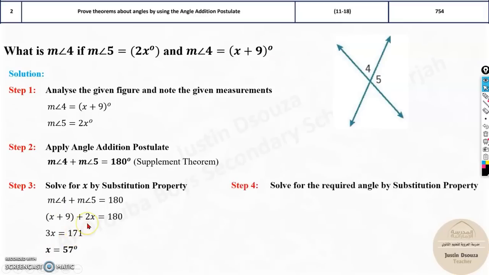Now, is it over? No, they asked us to find the measure of angle 4. We found the x value. Now substitute x over here and solve. You will get x plus 9, that is 57 plus 9. 66 is your final answer. 66 degrees. Now there is one more thing.